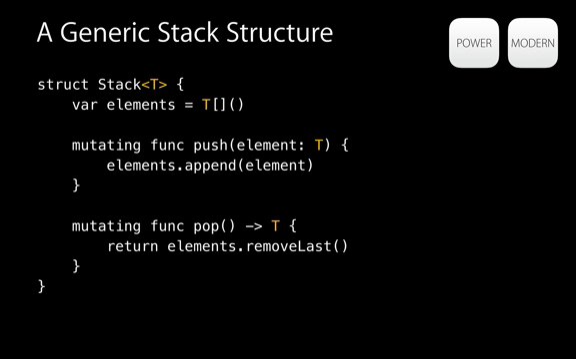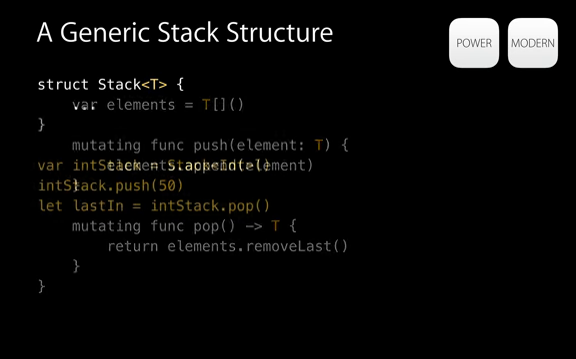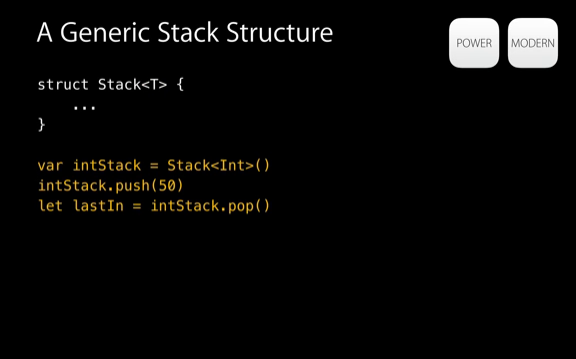So elements is just an array of Ts. Push now takes a T, pop now returns a T. What does that mean? It means that we can now build our stack of Ints like this. We can just say, create a stack of Ints, push on 50. Notice I'm not specifying anything here. The compiler knows that push must take an integer if it's a stack of Ints, so I'm pushing 50 on. I can pop that off, and it knows that last in will be of type Int because that's what I'm dealing with. What about strings?